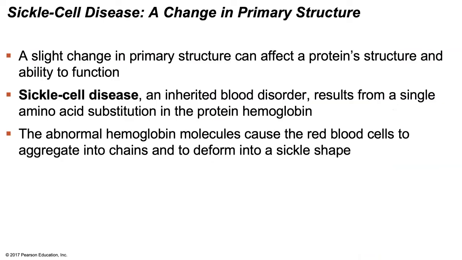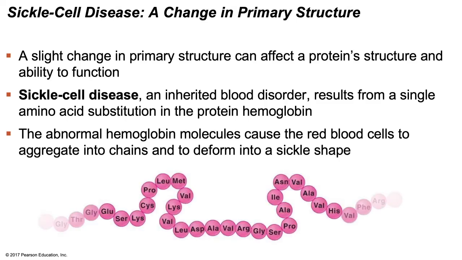So we know that each protein begins with a unique and specific sequence of amino acids that are strung together by peptide bonds, which are covalent bonds. This specific amino acid sequence is inherited in our genetic code, which is the DNA. But what happens if there is a change in the primary structure? Even a slight change in amino acid sequence can affect a protein's structure and therefore its ability to function.